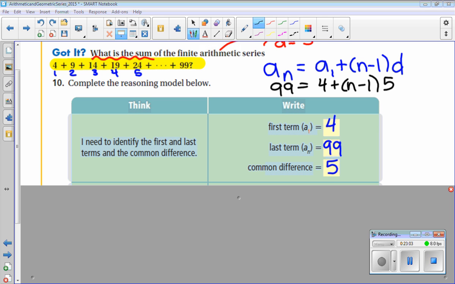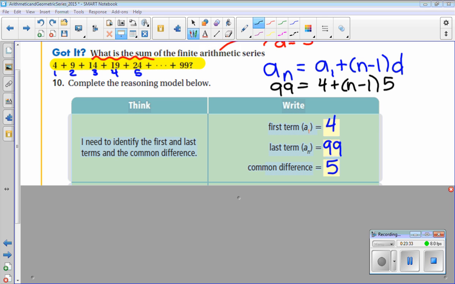A sub 1 just is the first term. That's all that means. I replaced it with a 4. D was 5, so I plugged it in. Daniel. What we're trying to find, that's the number of terms. I don't know that yet, so that's what I'm looking for. So the n stays like that. The n, and then we'll solve it. It's the same n. And 99 is the A sub n. That's the last term. We're trying to figure out what term number 99 is. So we're solving for the n.